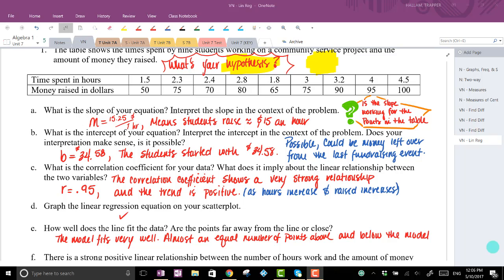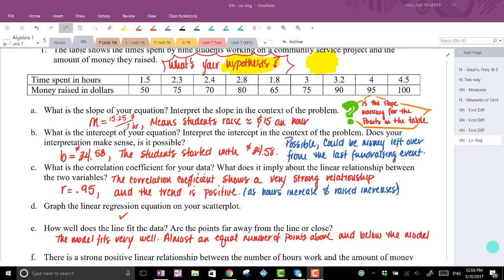It says 50. But don't forget, on the next question, it says, hey, what is the intercept of your equation, your y-intercept? It was $34. And what does that mean in the context of the problem? Well, that means that we started with $34.58 in our bank account. So maybe there was some previous money, but they are earning $15 an hour after that initial $34.58 that's in there. So these table values don't make sense exactly to $15.25 an hour, but they do when you understand how much money was originally in the account.